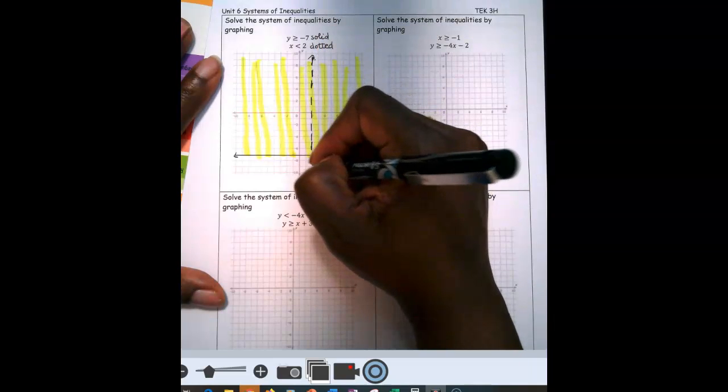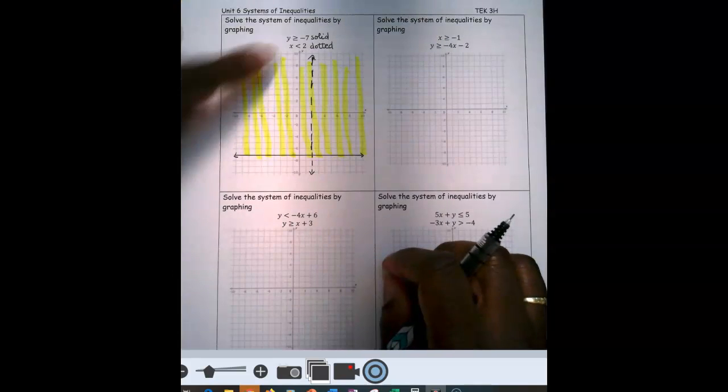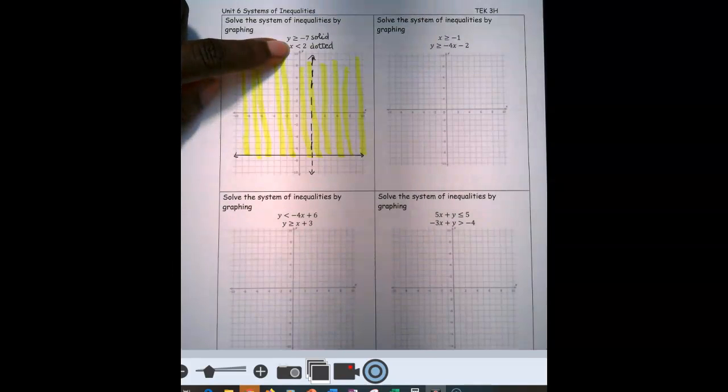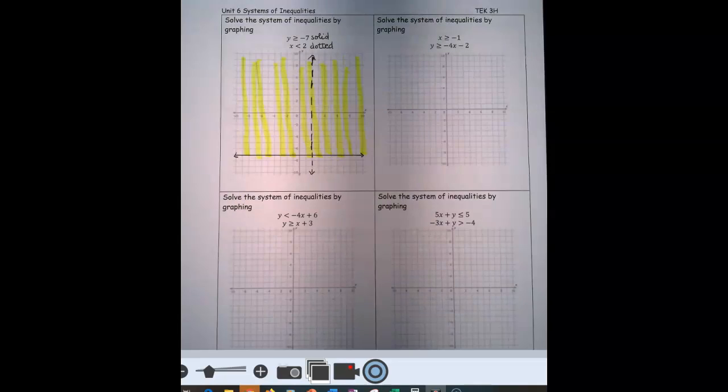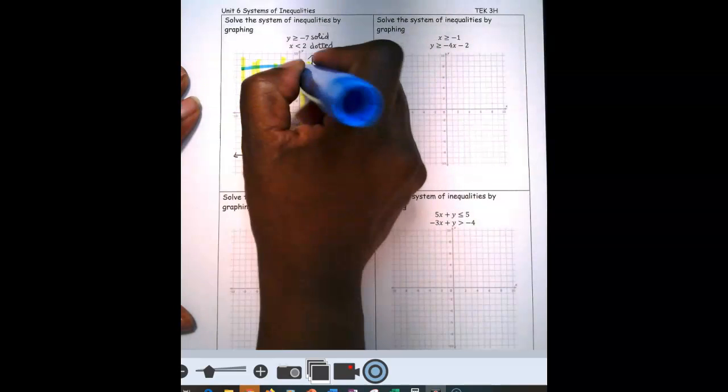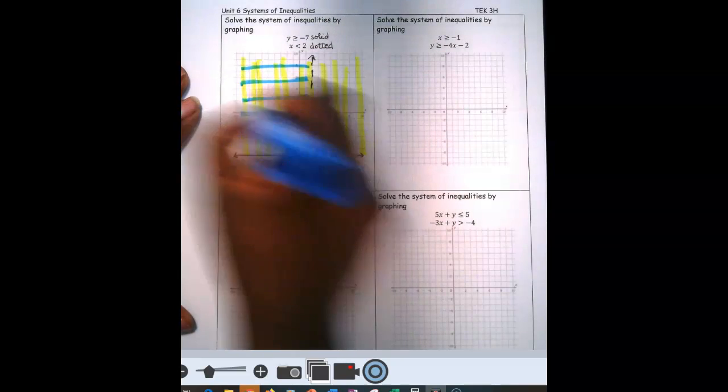So I'm just going to do it like this. And it says all my values of x are less than this line, so everything to the left of this line is shaded.